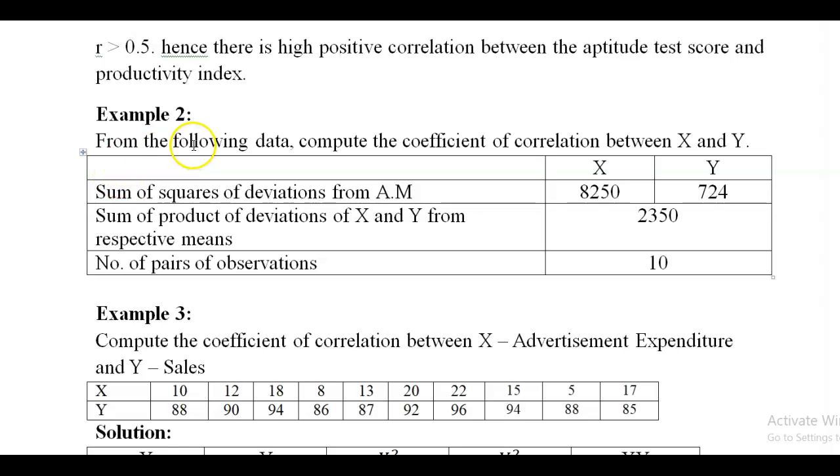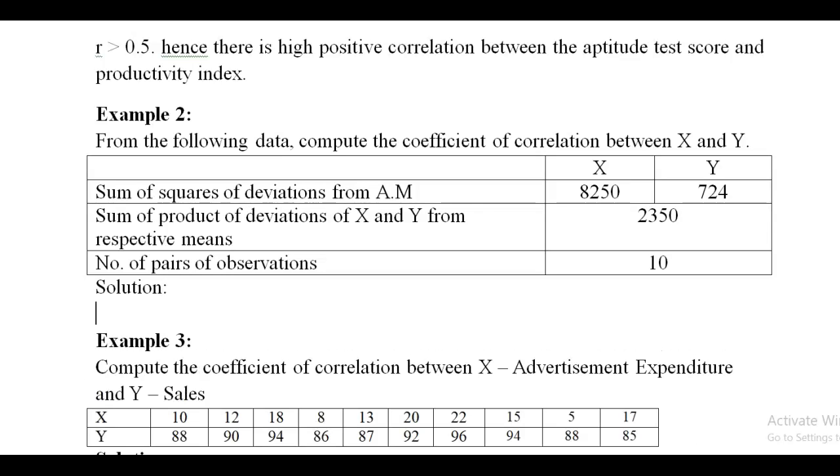Come to the second example. So these are all the details given. Sum of squares of deviations from arithmetic mean, sum of product of deviations of x and y from their respective means, and number of observations, right? These are all the details given. So now we will see the solution.